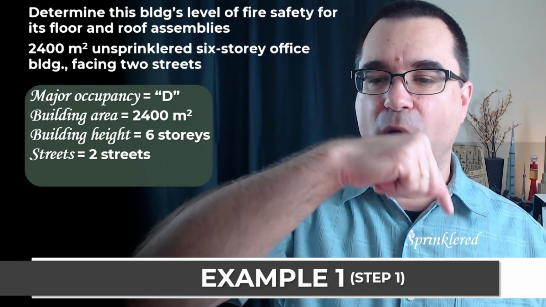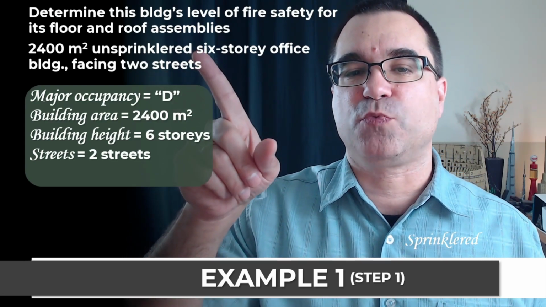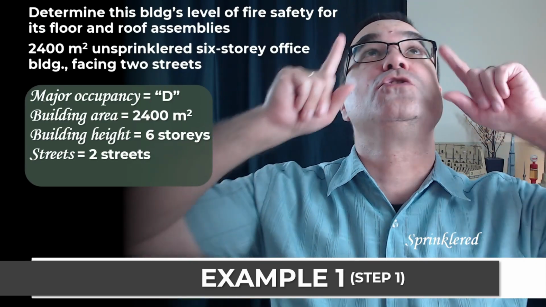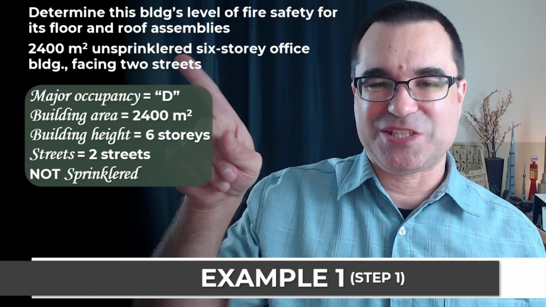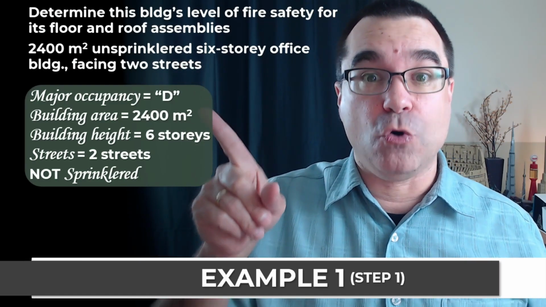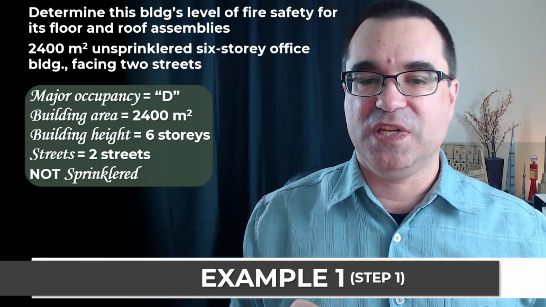The last one is whether or not the building is sprinklered or unsprinklered. That is, are there sprinklers or not in that building? No sprinklers. It says so in this question. So now we have the 5 ingredients we need.